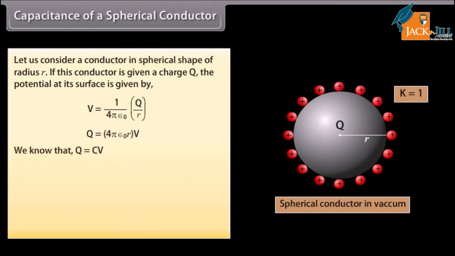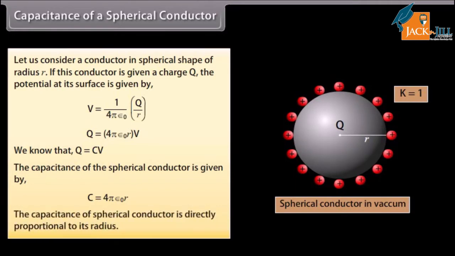We know that Q is equal to CV. On comparing above equations, the capacitance of the spherical conductor is given by C is equal to 4 pi epsilon not R. This relation shows that the capacitance of spherical conductor is directly proportional to its radius. Larger is the radius, larger will be its capacitance. This expression is true for the conductor placed in air or vacuum.